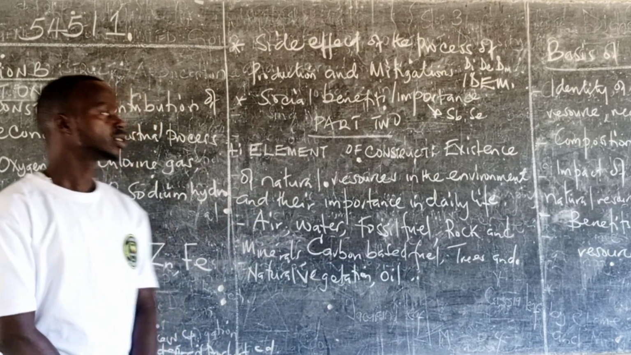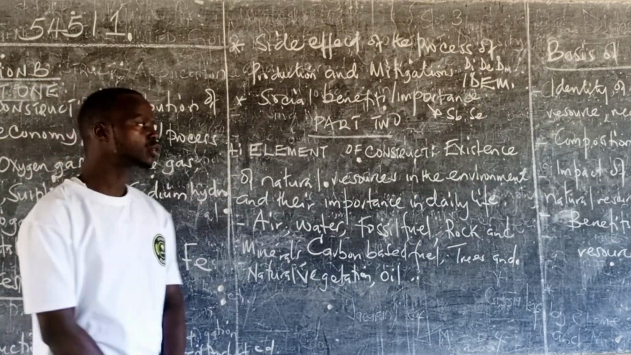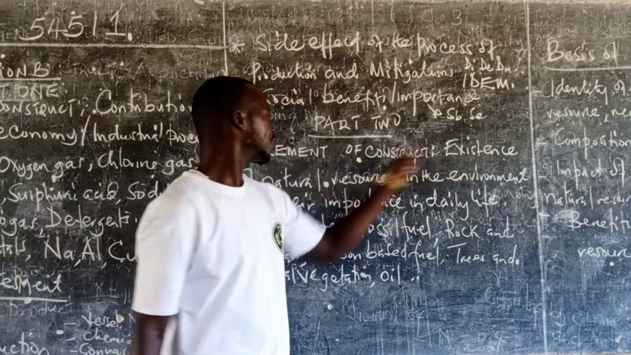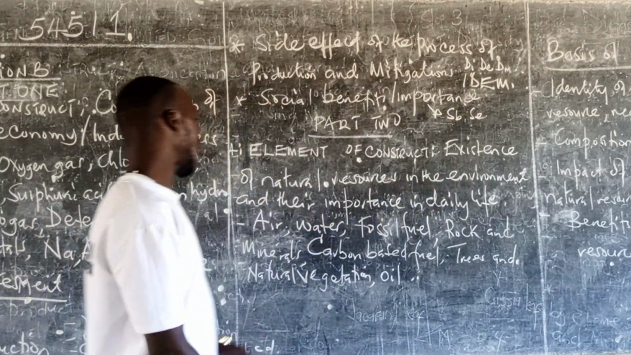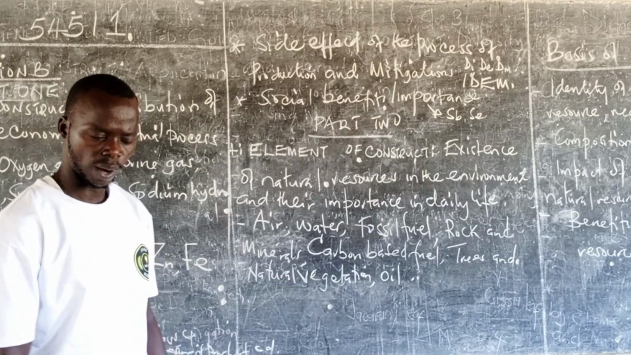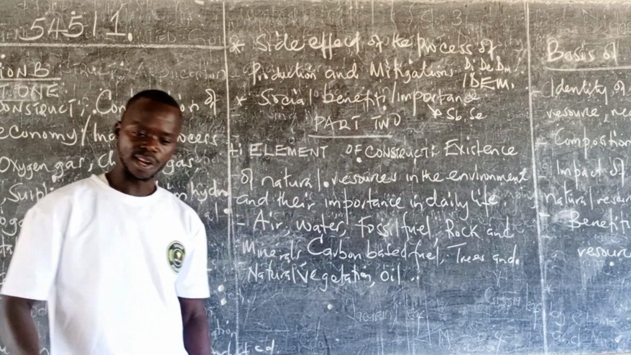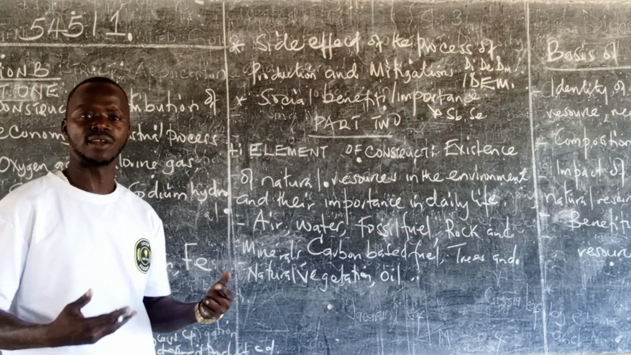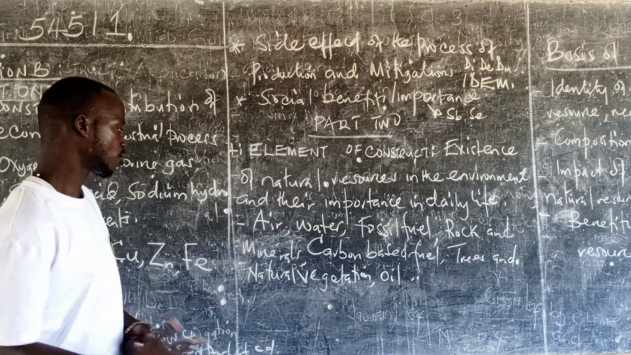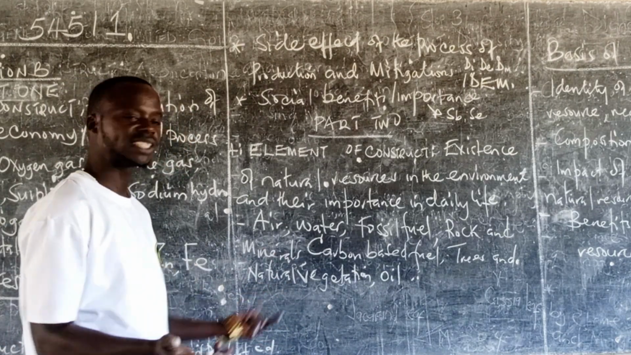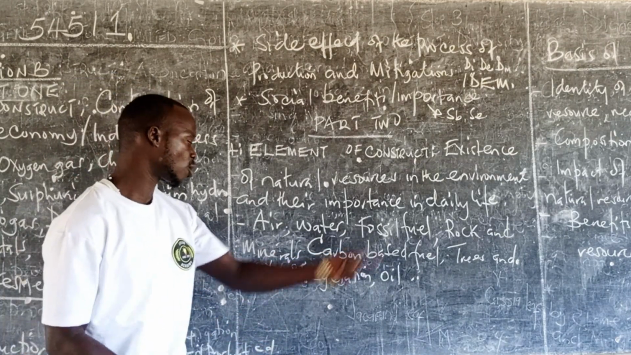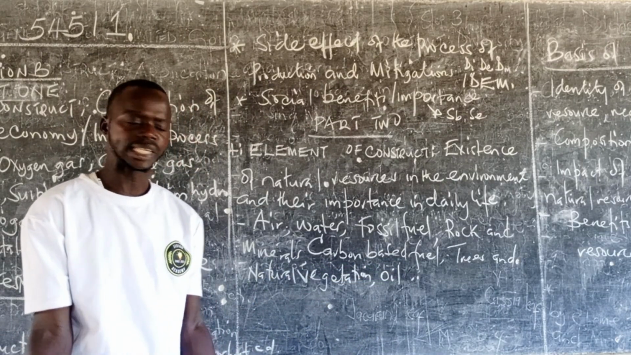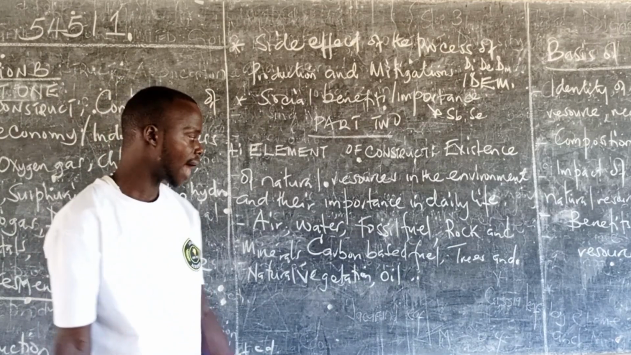Coming to part 2, part 2 comes from the element of construct, which says that the learner should be in a position of appreciating the existence of natural resources in the environment and their importance in daily life. When you look at the natural resources, those are things that man needs to satisfy his needs, or man uses to satisfy these needs. For example, we have the air, we have the water, we have the fossil fuel, we have the rocks and minerals, we have the carbon-based fuel, trees and natural vegetation, the oil, and so on.